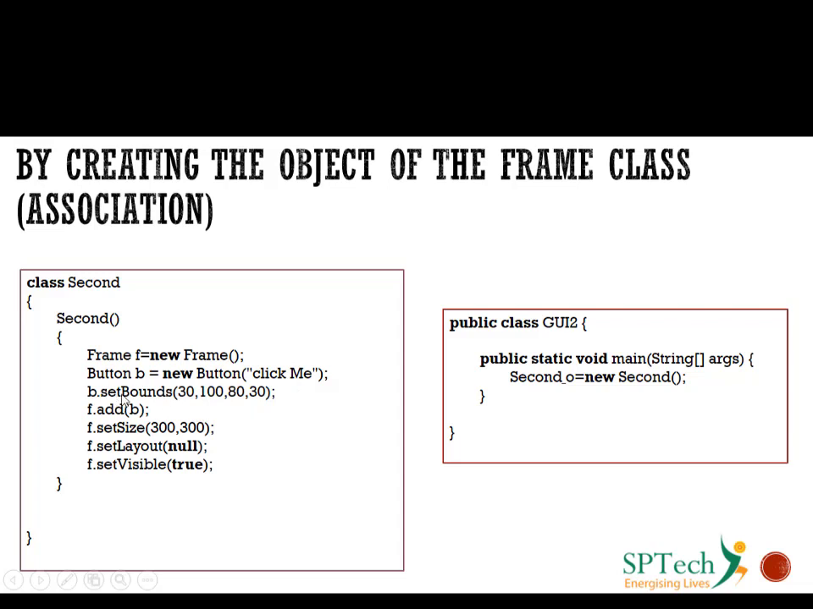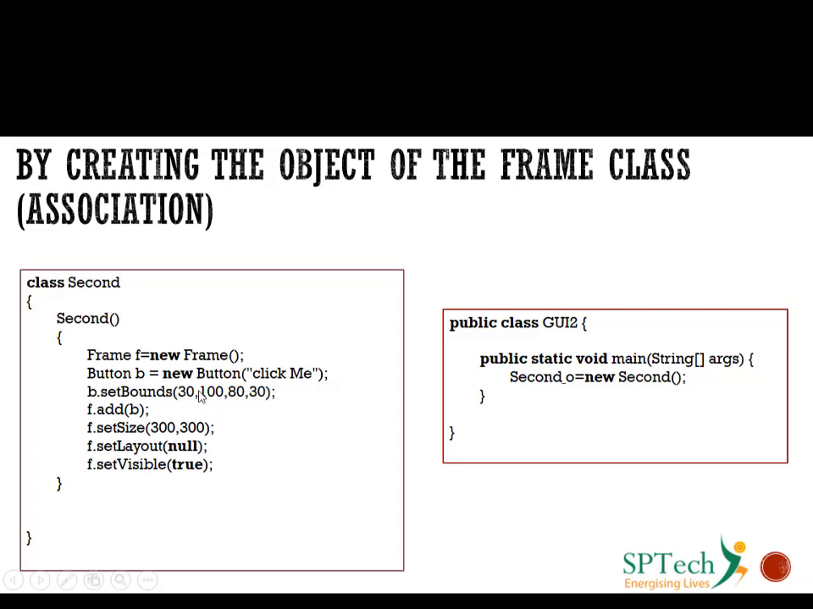Now this is the set bounds method. So using the button object, I am calling this method called set bounds, which means I'm setting the properties of the button. So I'm specifying the XY coordinate of the button, that is, where the button has to appear within the frame, and what is the width and height of the particular button.